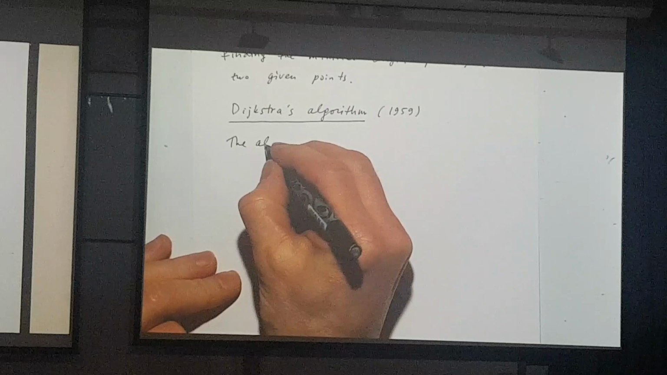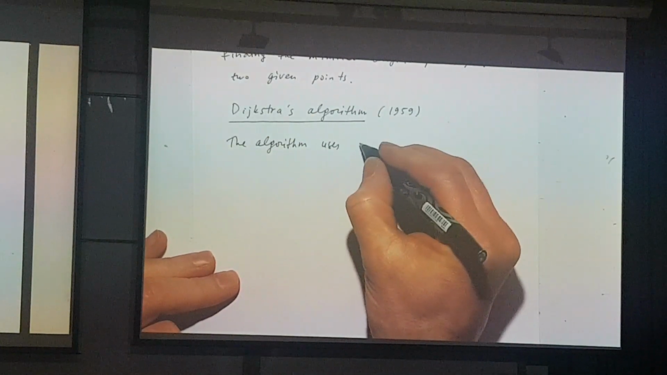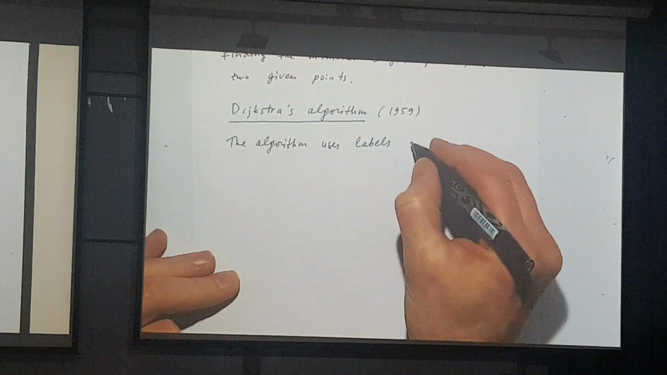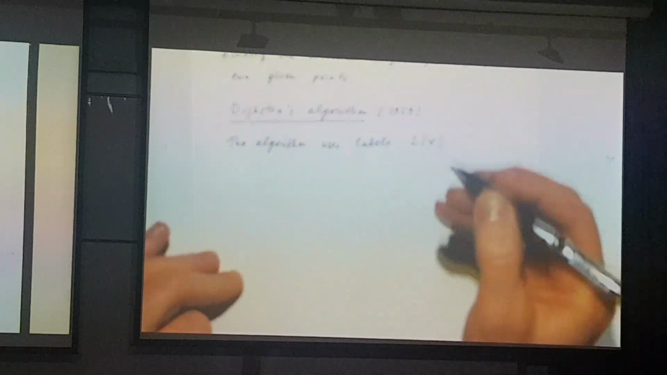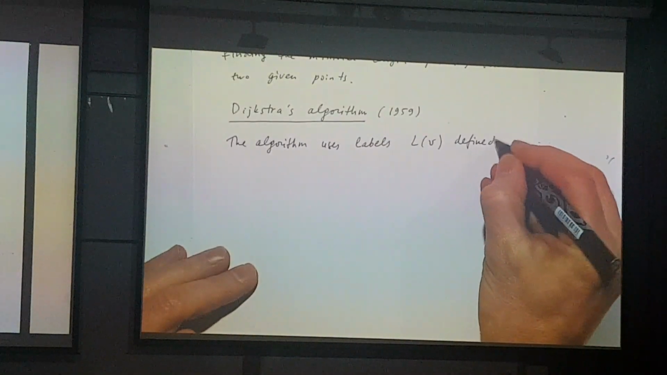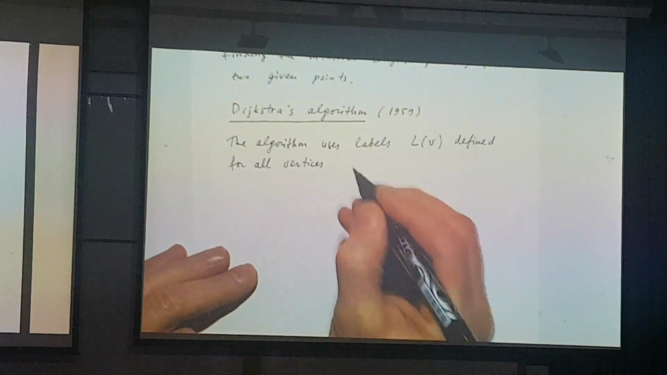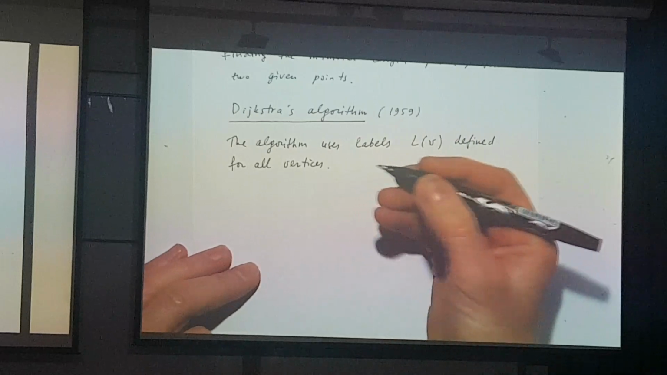It uses labels. The algorithm uses labels, which we will denote L of B, which are defined for all vertices. And it runs in iterations. At each iteration, it will be changing the labels of certain vertices.